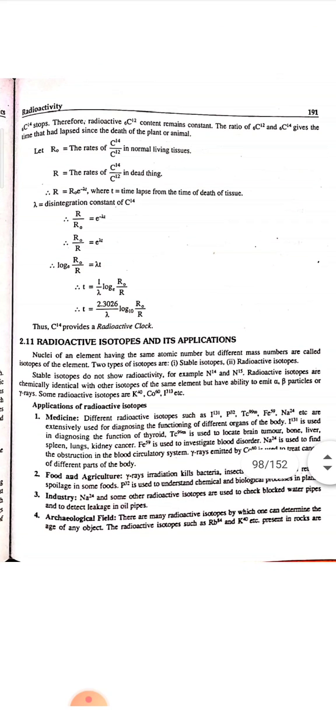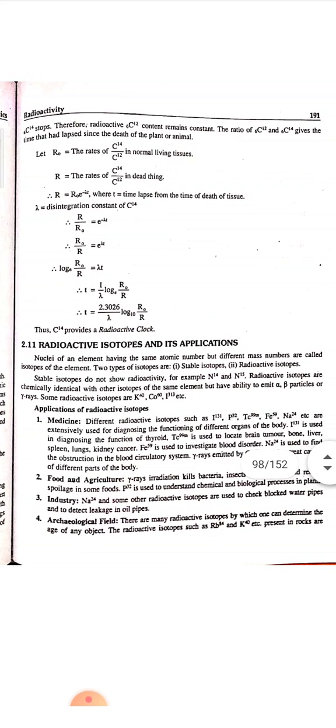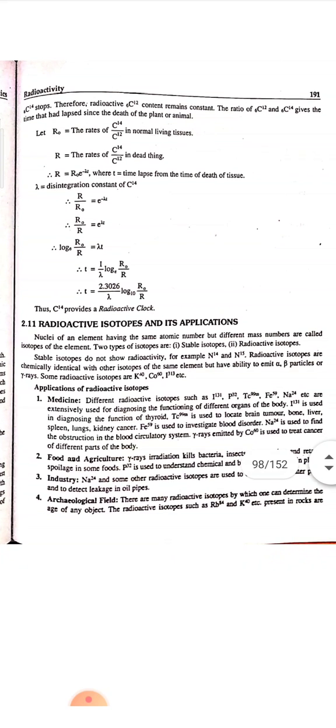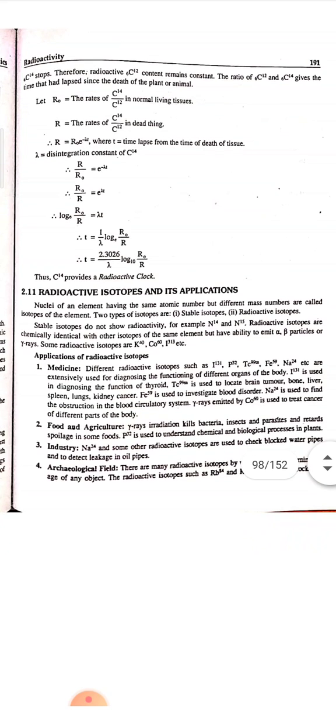C-14 provides the radioactive clock. This comes for MCQ purposes. R0 is the ratio in living things, and R is the ratio in dead things. Then you can calculate the age: t = 2.303/λ × log to the base 10 of R0/R. Okay, this formula can be used.